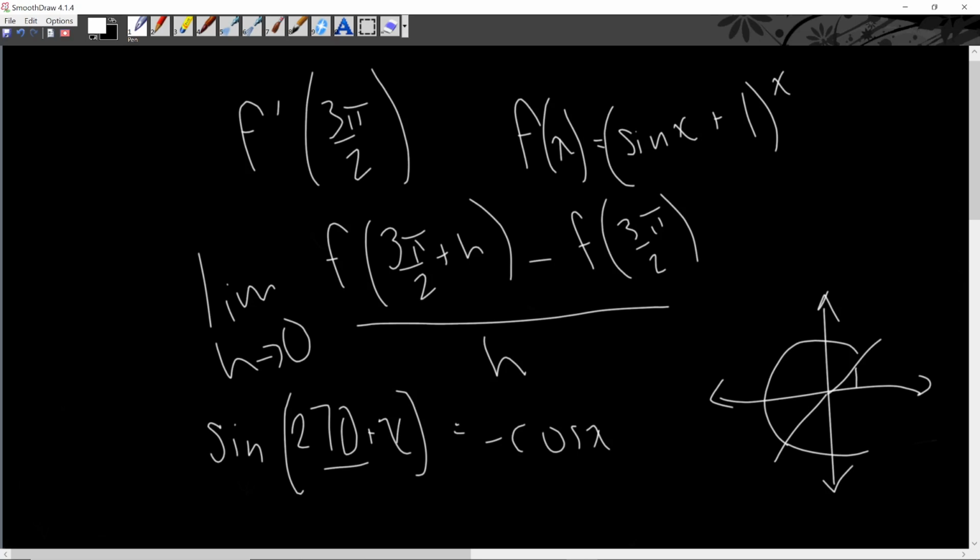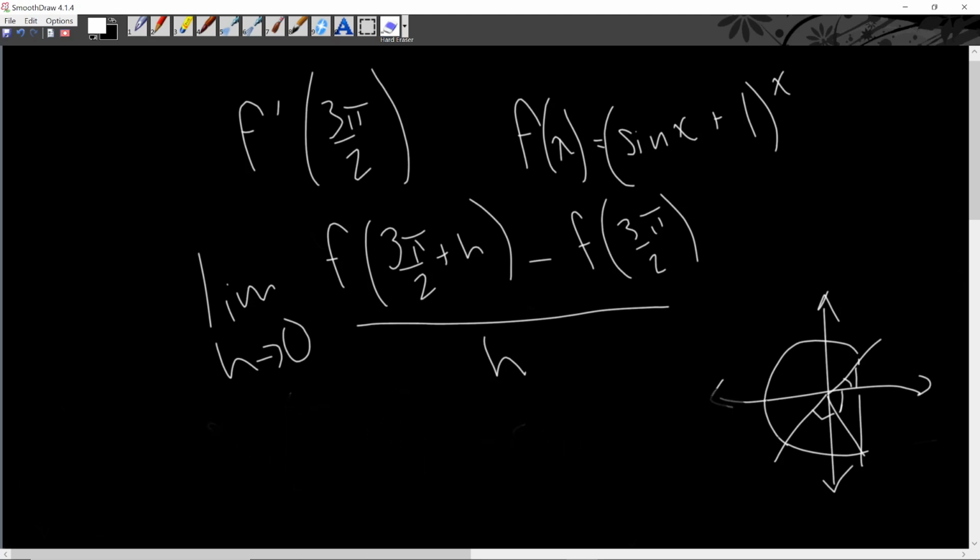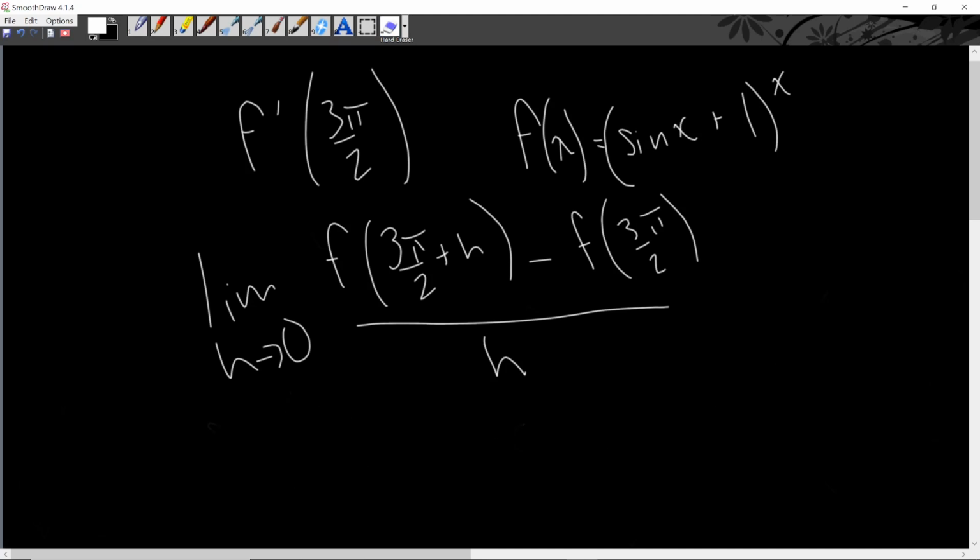So say you're doing sine of that, now you would actually be doing cosine, right? If this is a 90-degree angle, this is complementary to that, so the sine of this will be the cosine of that. So sine of 3 pi over 2 plus h will just be negative cosine of h. Not cosh, but you know. And so we'll have negative cosine of h.